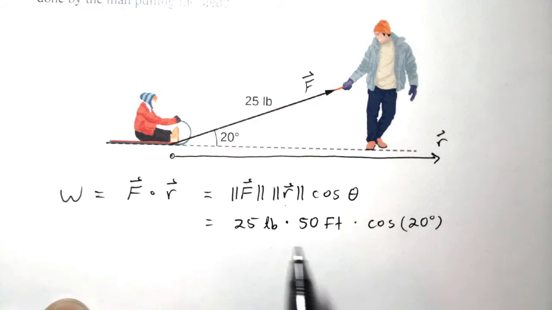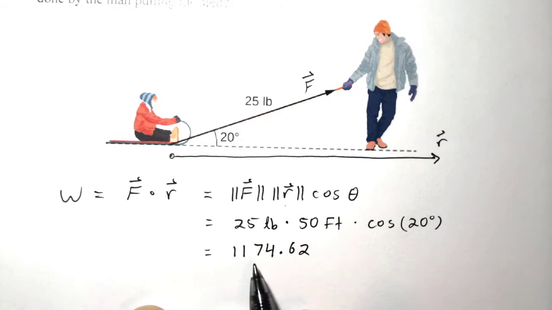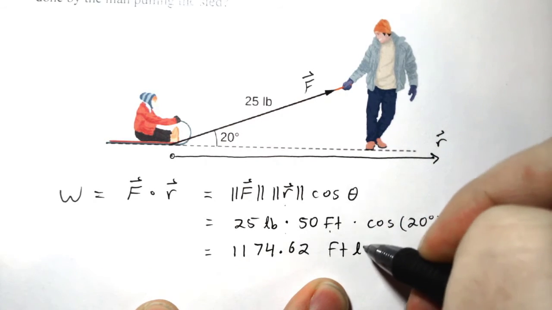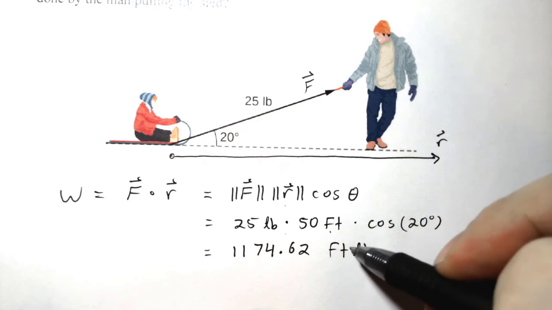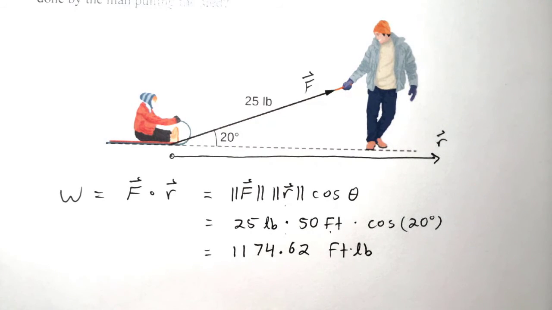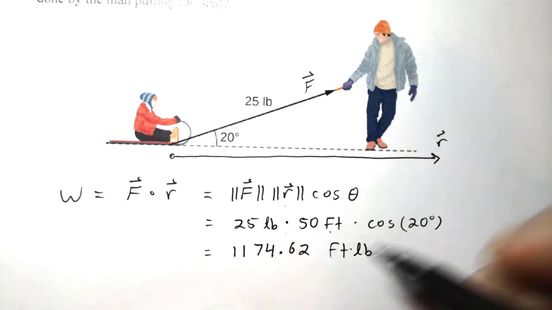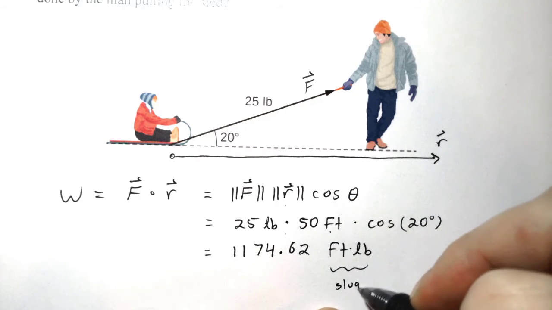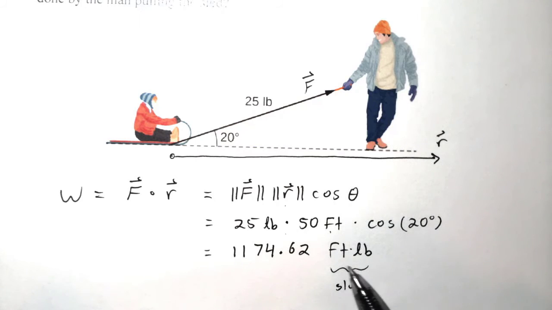Okay? Well, if you compute all this out, you'll get 1,174.62 foot-pounds. Now, we're not using metric here, so instead of Newton meters, we have foot-pounds. They also call those slugs, although that's maybe less commonly done. Usually people just say foot-pounds, so I would probably just leave it like that. And that's how we can do a problem like this.